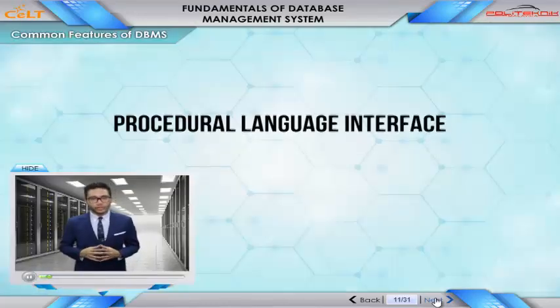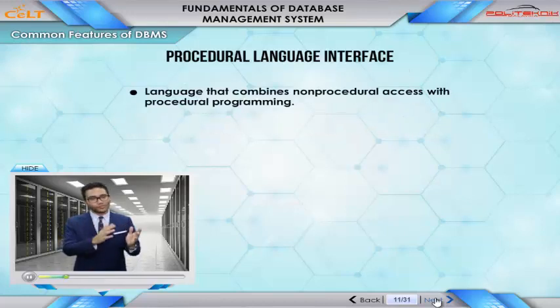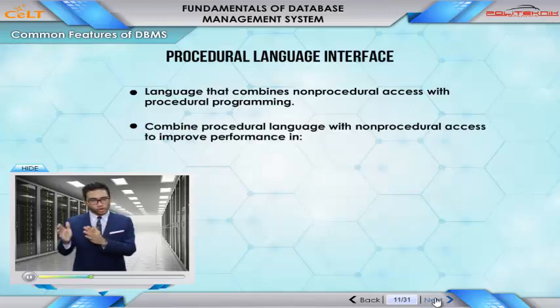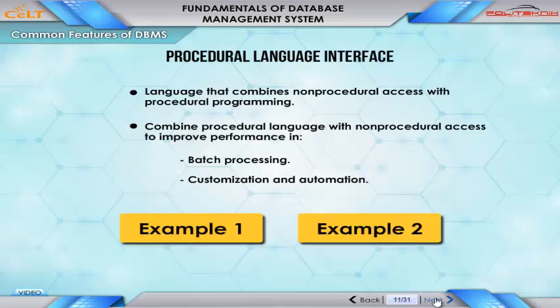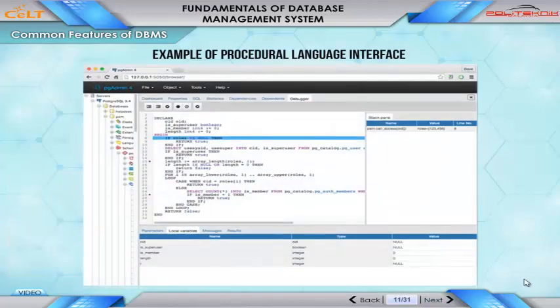Fourth is a procedural language interface, a language that combines non-procedural access with procedural programming. Combine procedural language with non-procedural access to improve performance in batch processing and customization and automation. Click at the button to see the example of procedural language interface feature in DBMS. This is an example of procedural language interface features in DBMS.